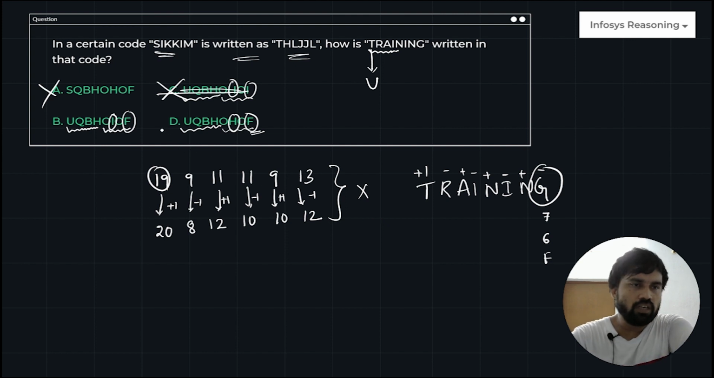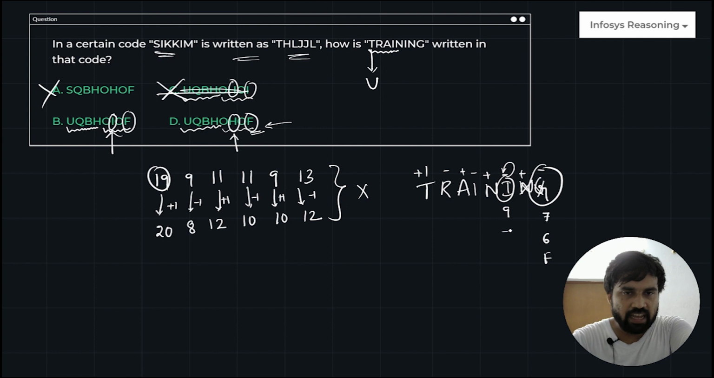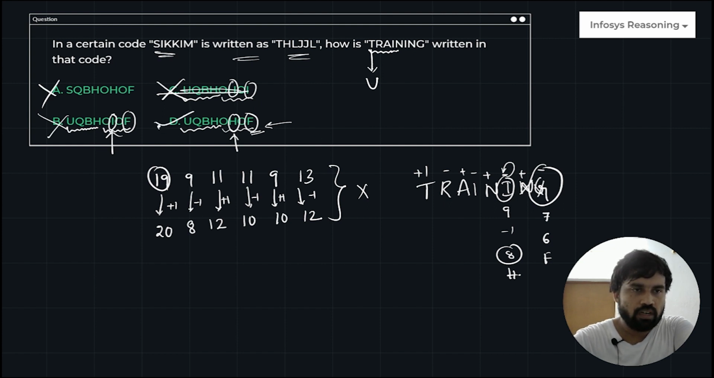And then look into the next one, where here I is the difference, here H is the difference. So which alphabet is it? From the last, it is the third alphabet, right? So G and so I. I needs to be subtracted. So I is nothing but 9, 9 minus 1 is 8, 8 is nothing but H. So this also got eliminated. So option D is your answer.